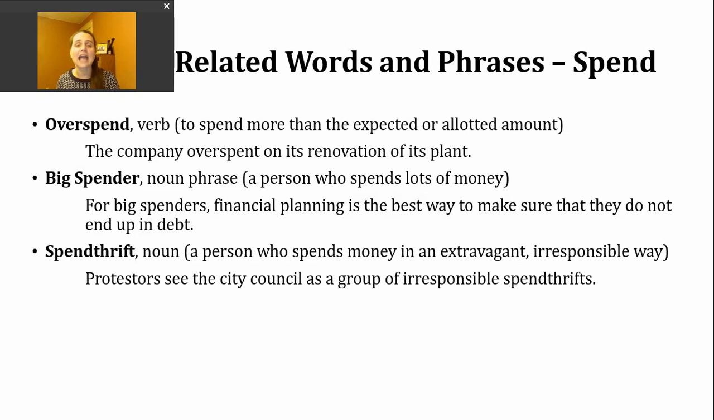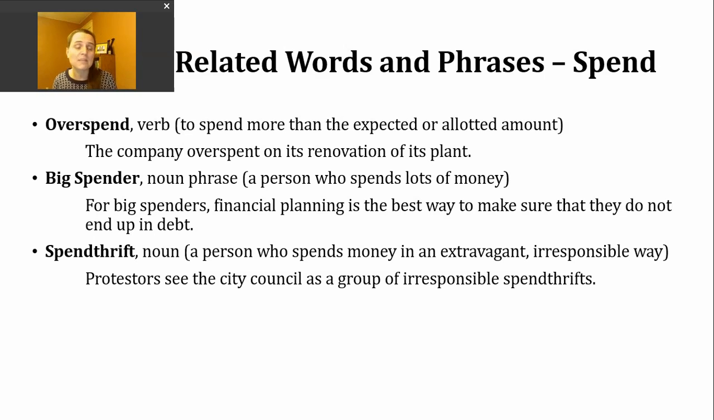Now, let's take a look at some related words and phrases with our verb of the day, spend. We're going to start off with another verb. It's overspend. And you can probably tell by that prefix over that this means that someone is spending more than they expected, or maybe more than they had set aside. That's what allotted means. So maybe you had in your mind, I'm not going to spend more than $100 on something, but if you spend $110 on that thing, you have just overspent.